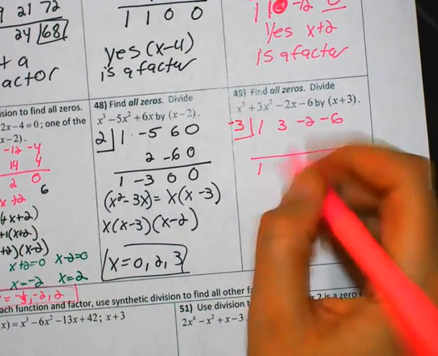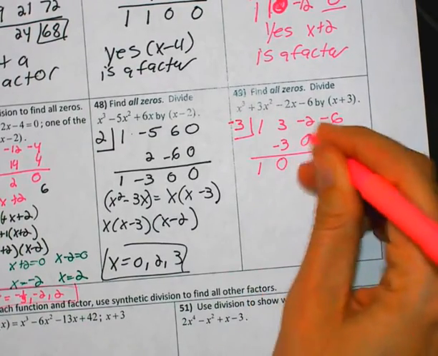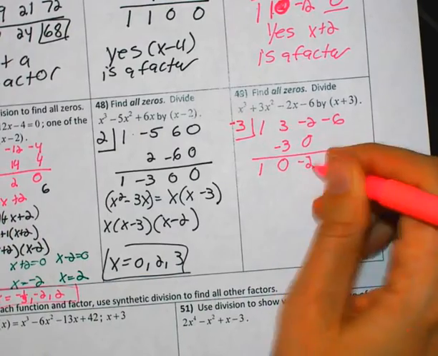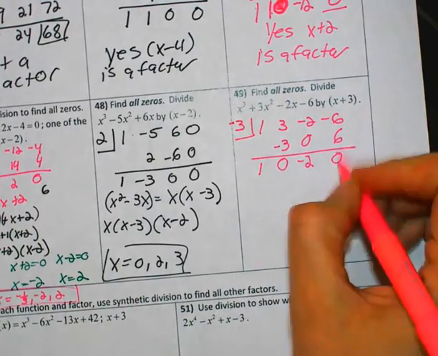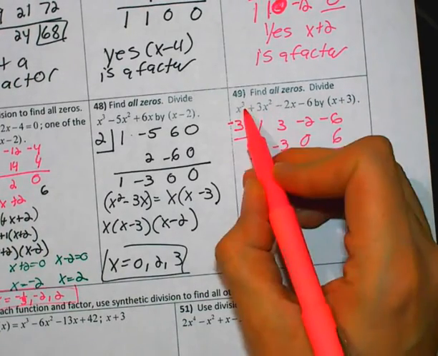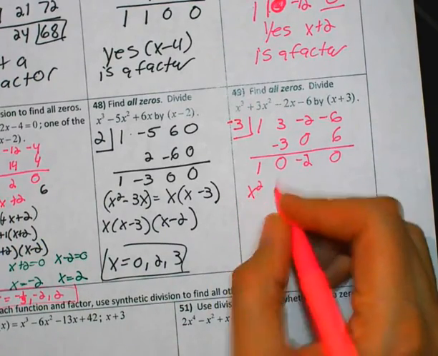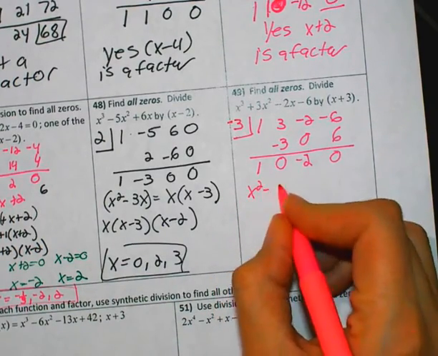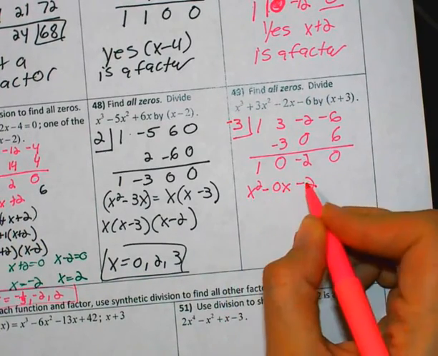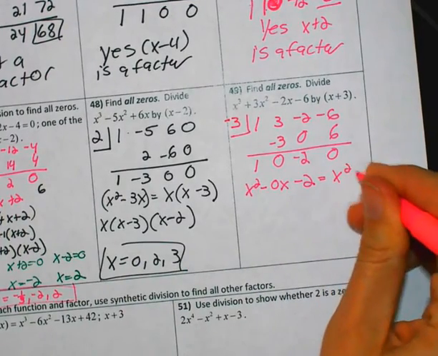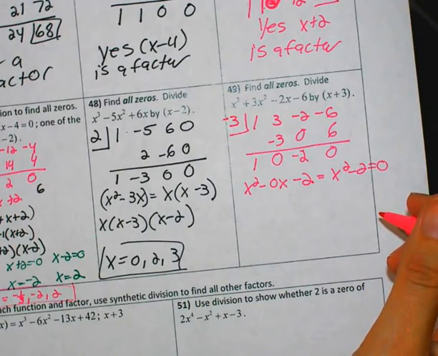So we're going to multiply, and we're going to add, multiply, add, multiply, add. Okay, remainder of 0, so that is one of my factors. Then I started with x cubed, so I'm going to go down 1x squared minus 0x minus 2. Well, that 0 times x is just 0, so that simplifies to x squared minus 2 equals 0. And then we can solve that.